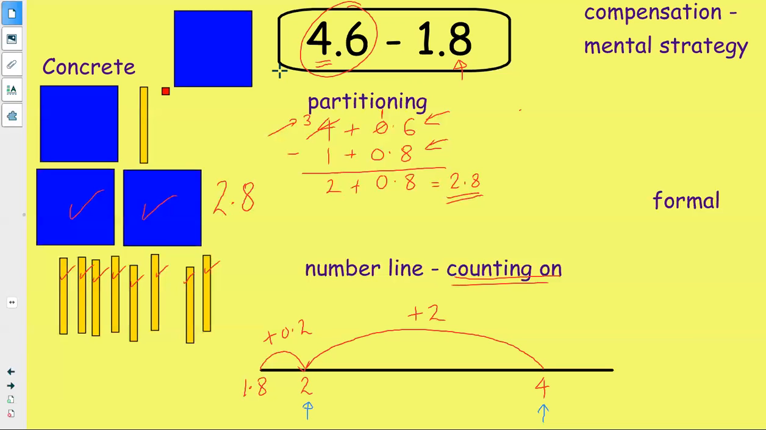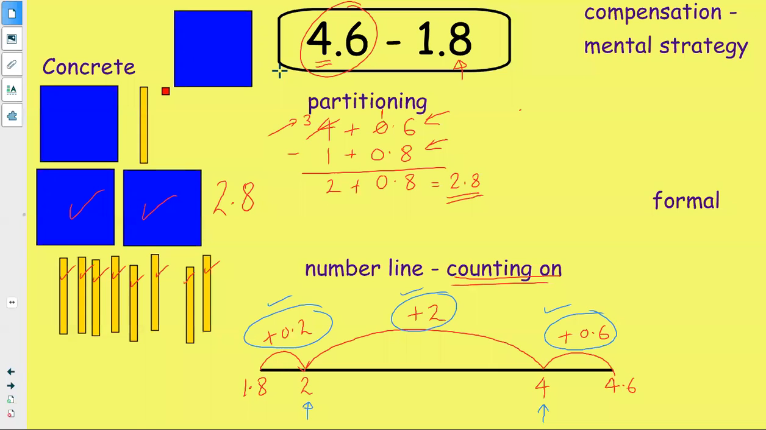And then my last jump, remember my target's 4.6. I'm going to jump to 4.6. What do I have to add to 4 to get to 4.6? And it's 0.6. And then all you're doing then is adding these jumps together. So you'd add your 2, and your 0.6, and your 0.2 together. Again, you can lay that out in a formal way if you wanted, or you could just add in your head.